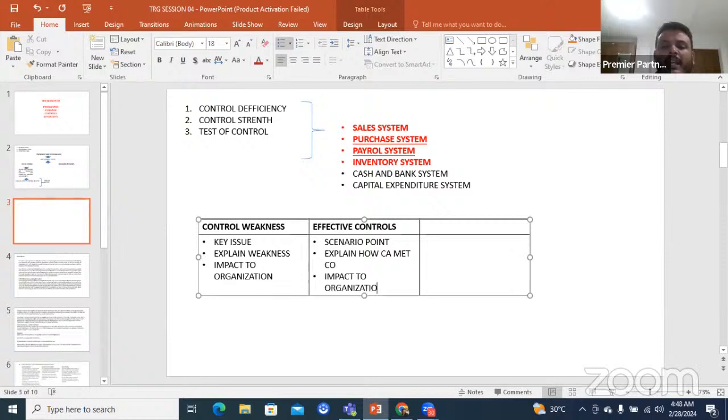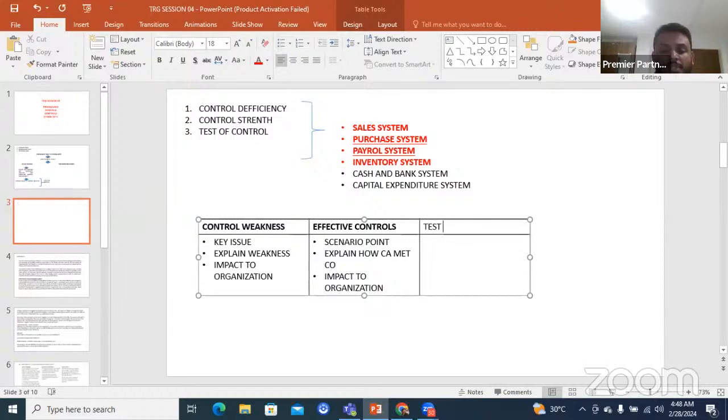When there is a control strength, there is a positive impact to the organization. Risk of material misstatement will reduce. That should be explained, because most of the kids, when they are writing answers, if the examiner asks you to write down effective controls, you just point out the controls only and say it is effective. But you should not miss the last point, how it adds value to your organization. Those 3 points are important.